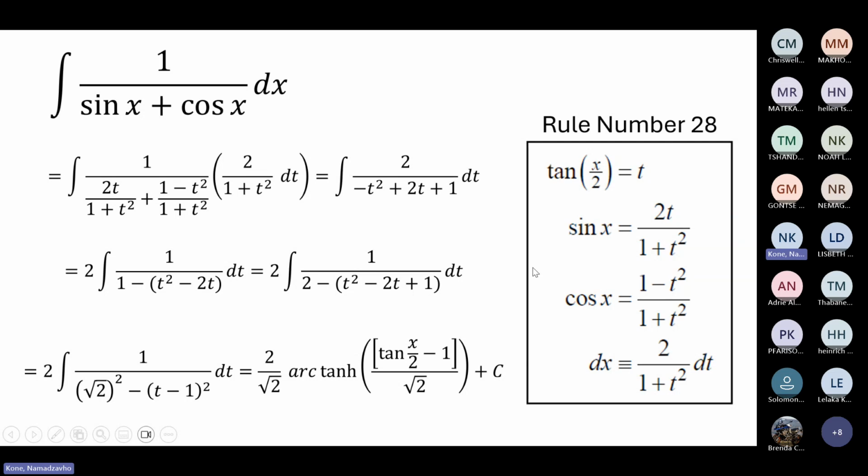Right, now next is rule number 28, and the square root of 2 squared is the 2 that was there, and t minus 1 squared is our f of x, and we get this 2 over square root of 2 arctan. It's a tan with an h. And then here it is a tan of x over 2 minus 1 all over square root of 2.